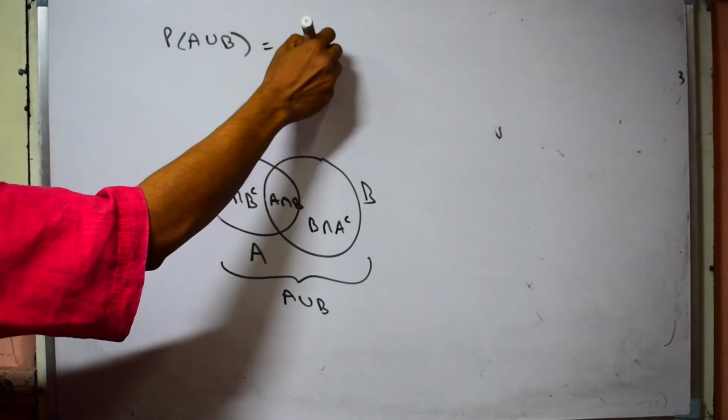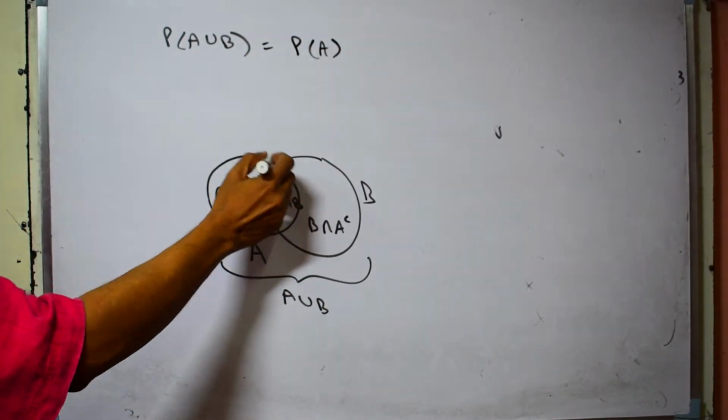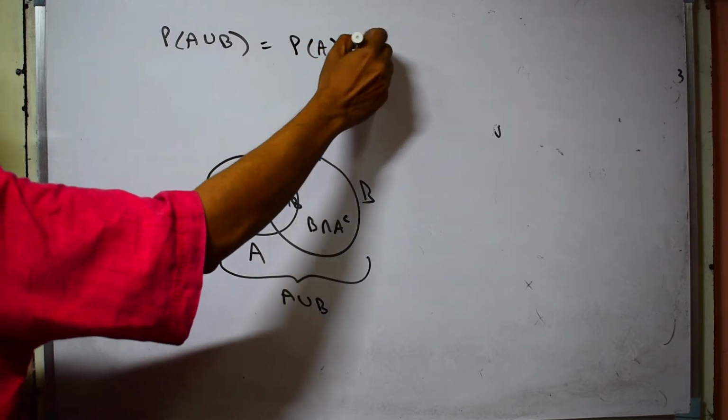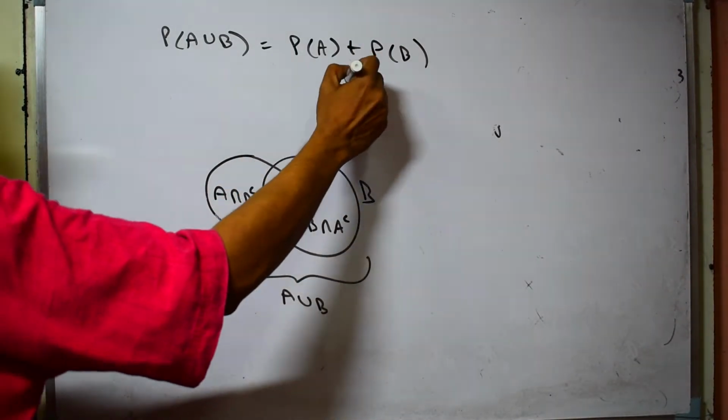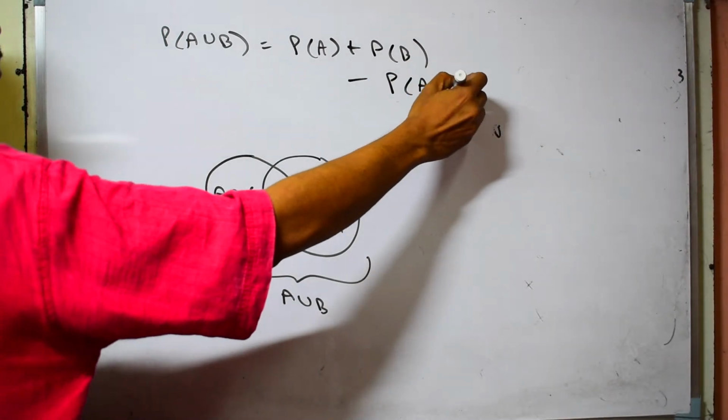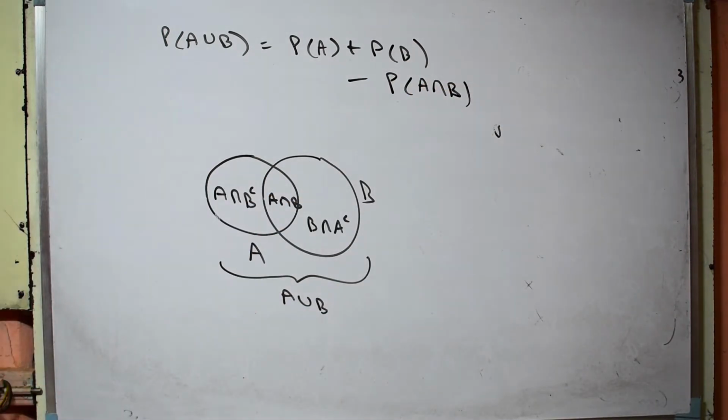And we have the formula for this: probability of A, that is this total circle, plus probability of B, that means this total circle. But this portion is taken twice, so we'll subtract. This is a very important formula for probability. This we can consider as the addition concept. That is, we add, but the common portion will be deleted.